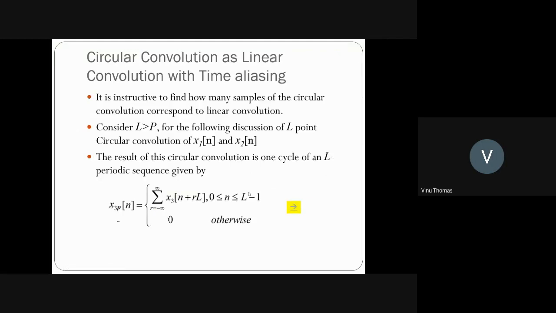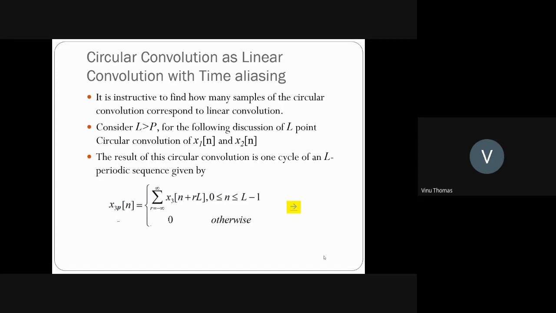So our conclusion is that circular convolution will give you the same samples as the linear convolution if and only if you take an N-point circular convolution where N is greater than or equal to L plus P minus 1. We have seen two examples, one where we did a 6-point circular convolution and the second where we did a 12-point circular convolution. For the 6-point circular convolution, the first 5 samples were incorrect and the 6th sample was correct. For the 12-point circular convolution, all the samples were correct.